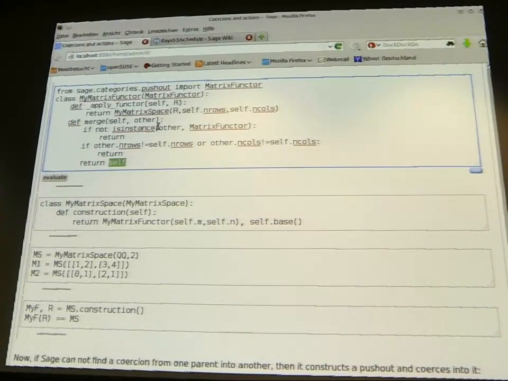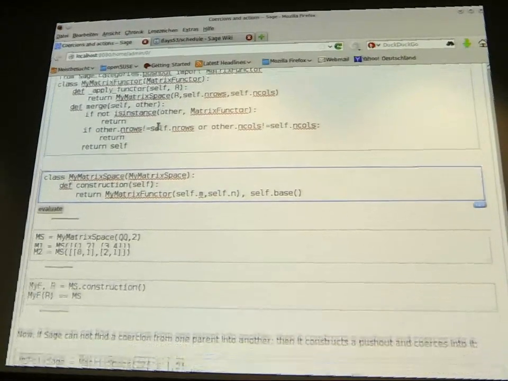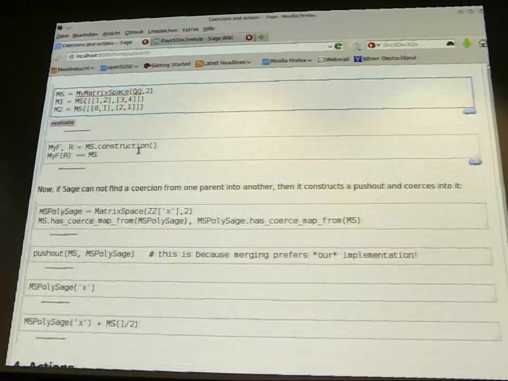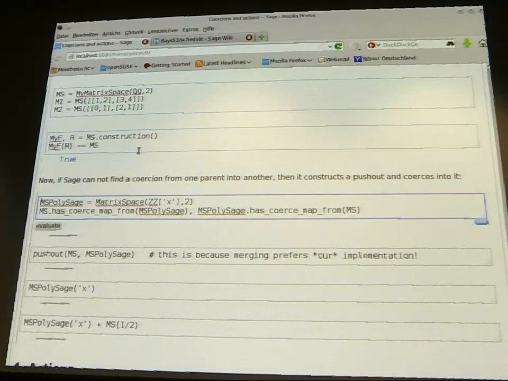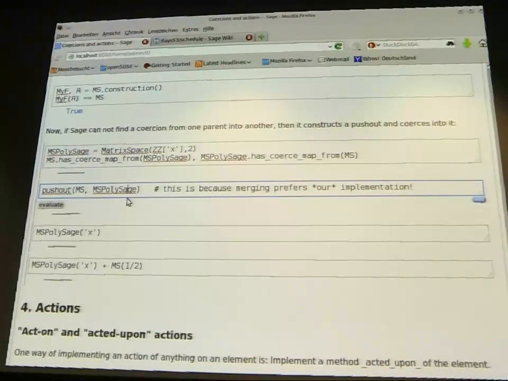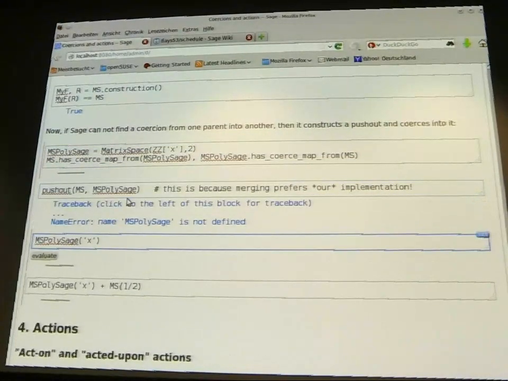So this is how to choose a default implementation of matrix spaces. So we refresh our definition of matrix spaces. We add a method that tells how this ring is constructed, refresh it, and we see that applying the construction works. And now we can ask for the pushout.